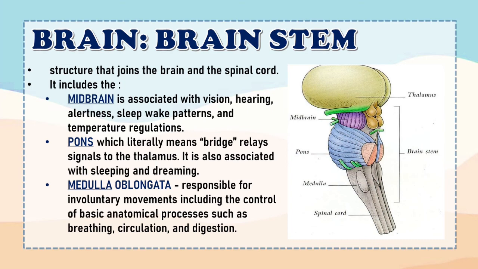It controls many subconscious body functions like breathing and maintaining your heart rate. So with that, we can say that the three main parts of the brain are really important, because altogether they do different functions, but those functions help us to do our day-to-day functions.